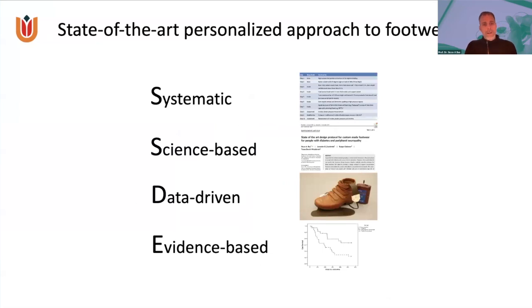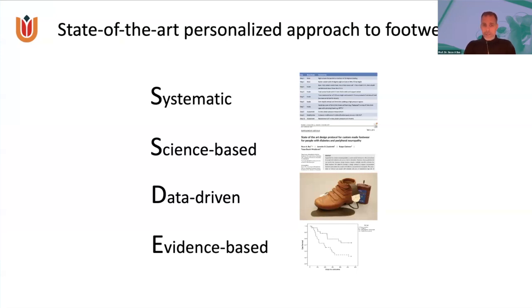So to wrap up, if we look at a state-of-the-art personalized approach to footwear, we say it's systematic. It uses a set of rules for the design, which is quite quantitative. It's science-based, so we have a lot of scientific studies in the literature that help you determine what is an effective shoe for a particular domain or deformity in these patients. It's data-driven, so we assess foot shape using scanners. There's pressure measurement and other data that you can use to drive the design and also evaluate the footwear.